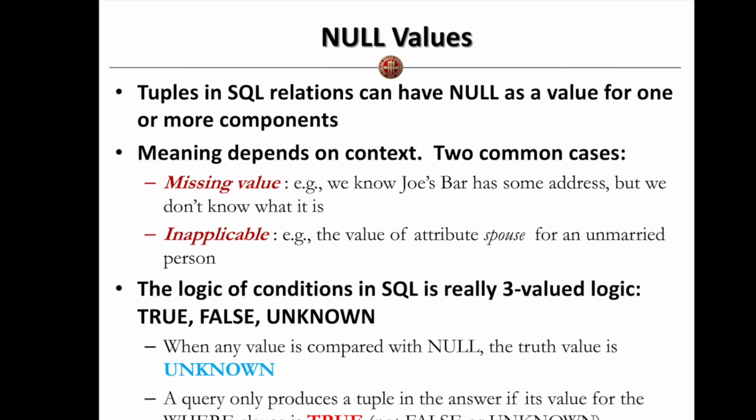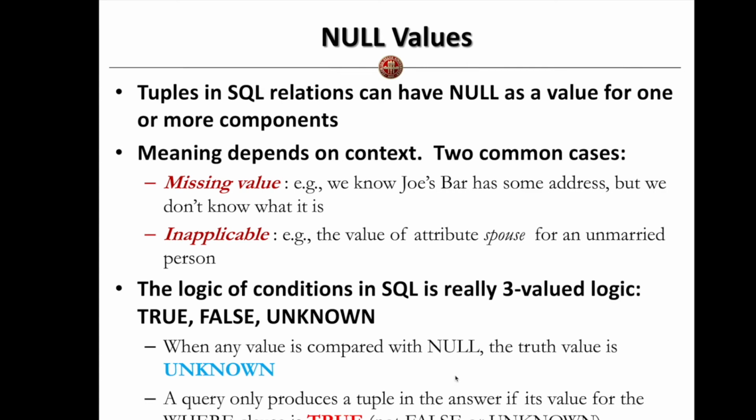Normally a query will produce a tuple in the answer if its value for the condition of the where clause is true. Right? We will do a select from where clause, and we plan to find some matching cases for our condition. Only if the condition holds, can be true, will this tuple be valid. Otherwise, they will be illegal, right? They will be pruned. These tuples will be generated or produced only if this condition is true.